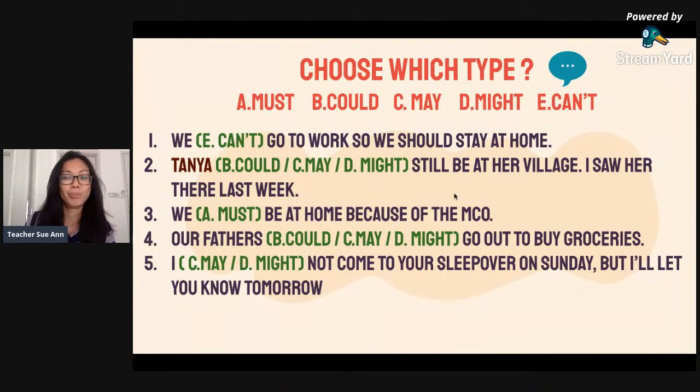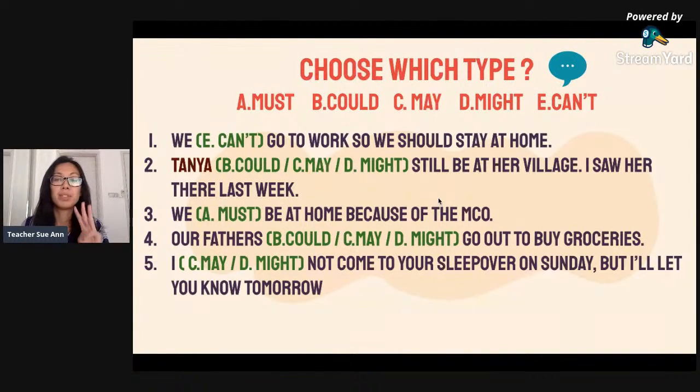Number 2, Tanya could, may or might is correct, still be at her village. I saw her there last week. So I saw her last week, got possibility, right? So maybe she is there. So could, may, and might all correct answer.